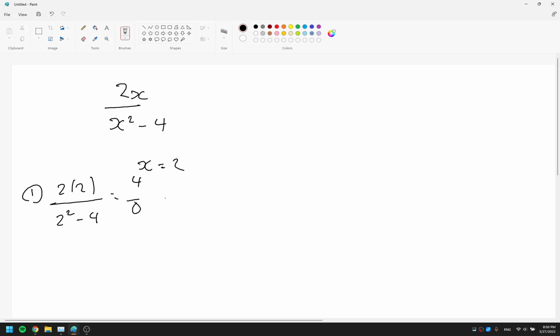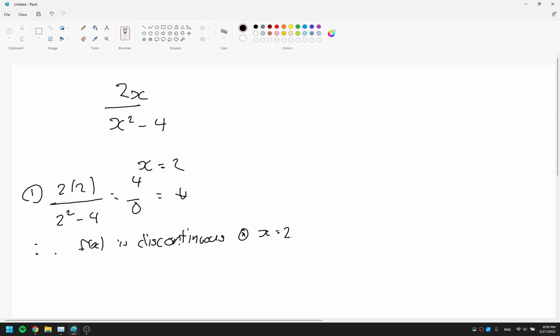Okay. Our second question is 2x over x squared minus 4, and we're told to find the continuity at x equals 2. Our first step is direct substitution, so plug it in. It's 2 times 2 over 2 squared minus 4, which is 4 over 0, so this is undefined. So we immediately conclude that f of x is discontinuous at x equals 2.